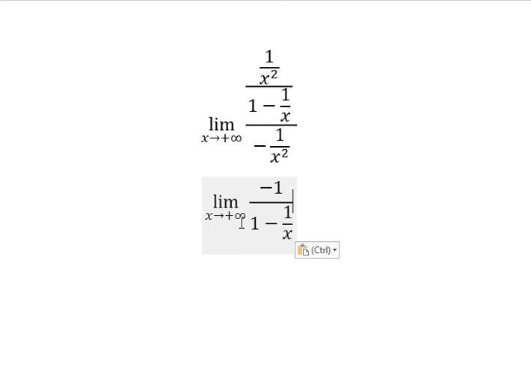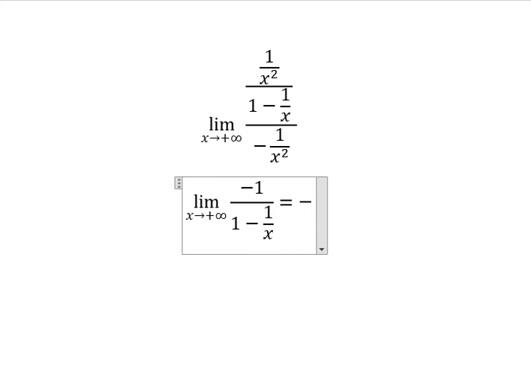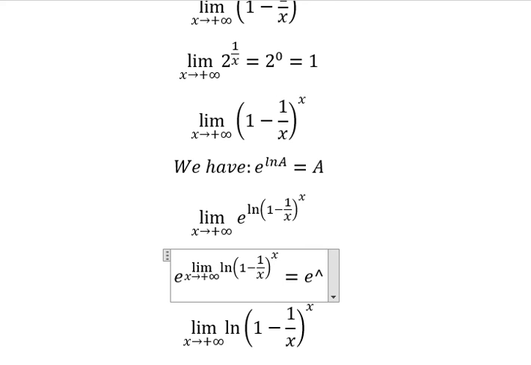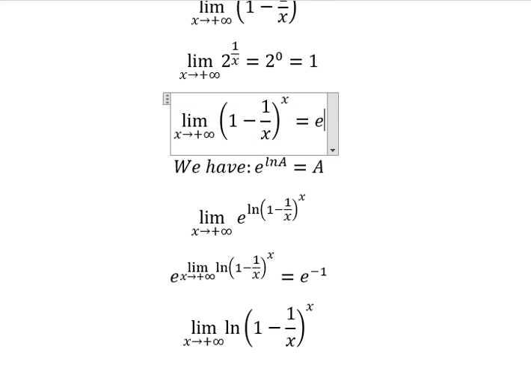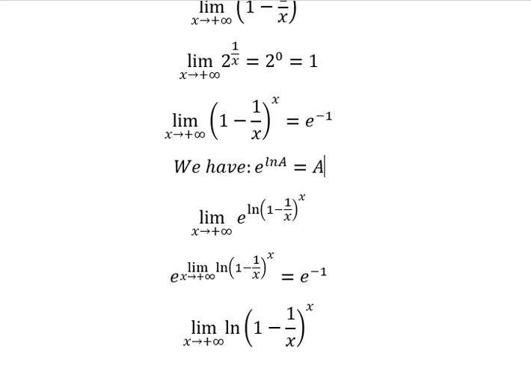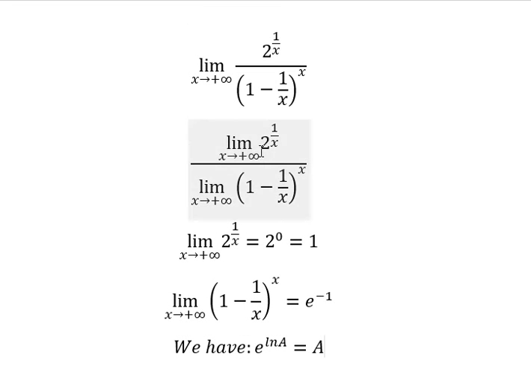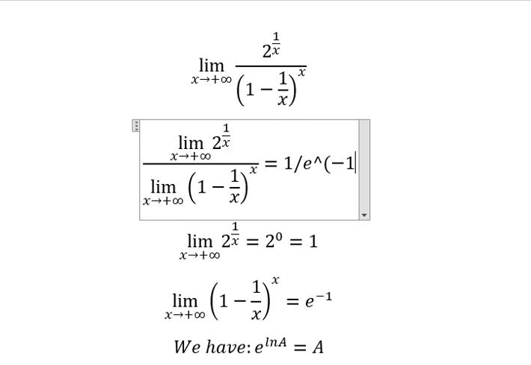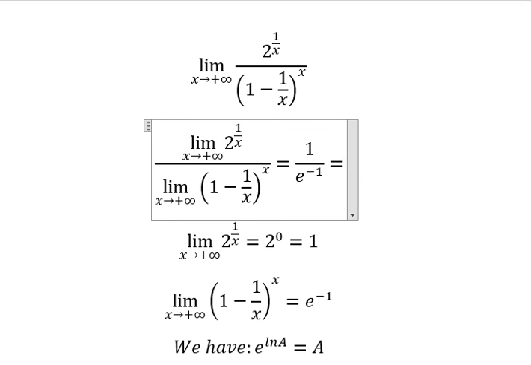So when s approaches positive infinity, this one you get 0. And now we have negative number 1. So for this one, we have e to the power of negative number 1. So this one we put e to the power of negative number 1. So we go back in here. And this one we have e.